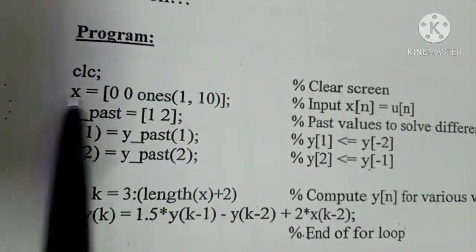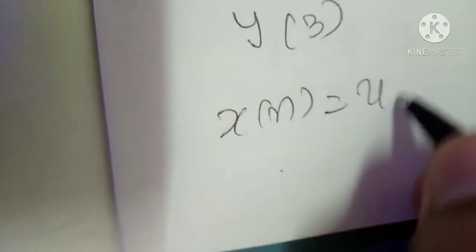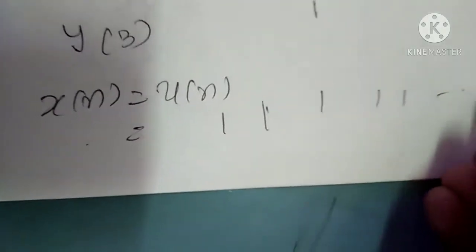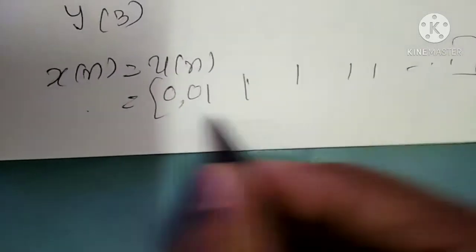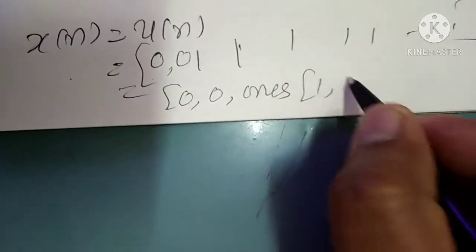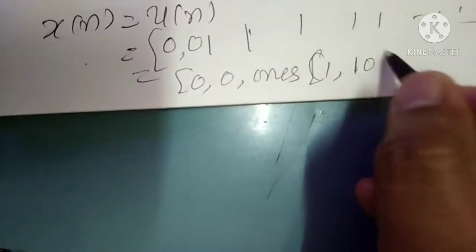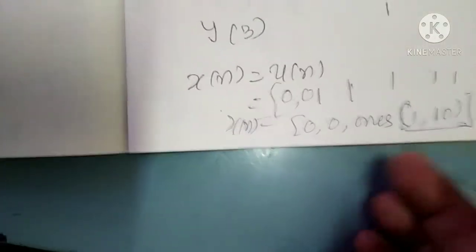Another thing here: x of n I have taken. x of n they have mentioned as unit sample, that is u of n. So u of n, you know, the values will be like 1 1 1 1 etc. But I have to take initial values also, so I have taken 0 comma 0. Then this is the sequence. This can be written as 0 comma 0, then ones as many as I want, for example 10 if I want, I can take the value 10. Okay, this is my x of n. However many x of n values there are, that many y of n values we are getting. Okay, so this is our one experiment. We'll go for the next experiment.